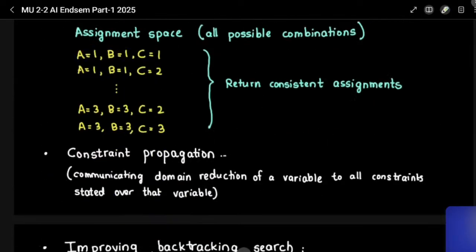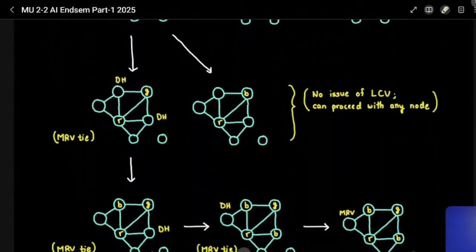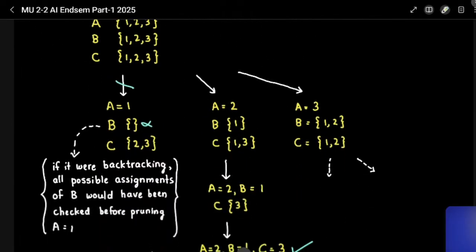But if you look at forward checking, before assigning anything to B, we were able to prune this entire branch where A is equal to 1. So it's like one step ahead. That's why forward checking looks ahead in some way. Fine, that was forward checking.